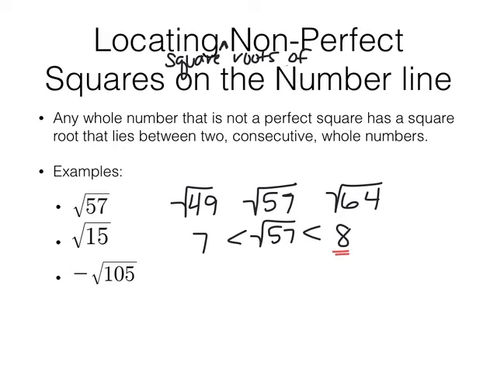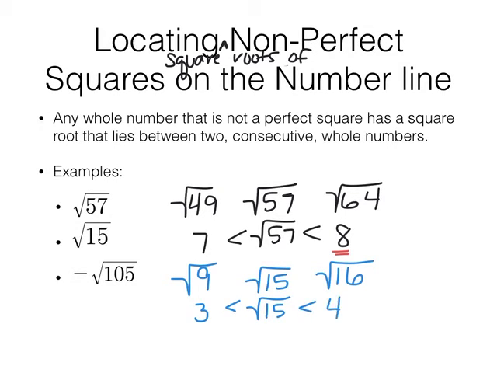Let's try another one. Look at the second one on our list here, square root of 15. I'll do it in blue. 15 is larger than 9, but smaller than 16. So the square root of 15 is going to be larger than the square root of 9, which is 3, but smaller than the square root of 16, which is 4. Which one is it closer to? If you answered 4, you answered right.